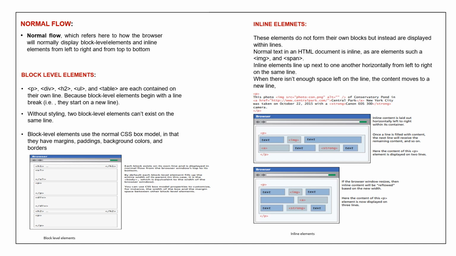Next comes the inline elements. These elements do not form their own blocks, but instead they are displayed within the lines. Normal text in an HTML document is inline, as are elements such as the image tag and the span tag. Inline elements line up next to one another horizontally from left to right on the same line. When there is not enough space left on the line, the content moves to a new line.